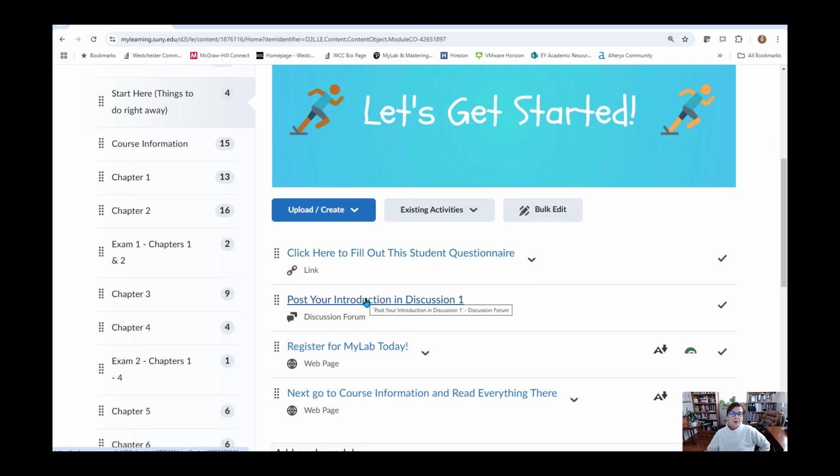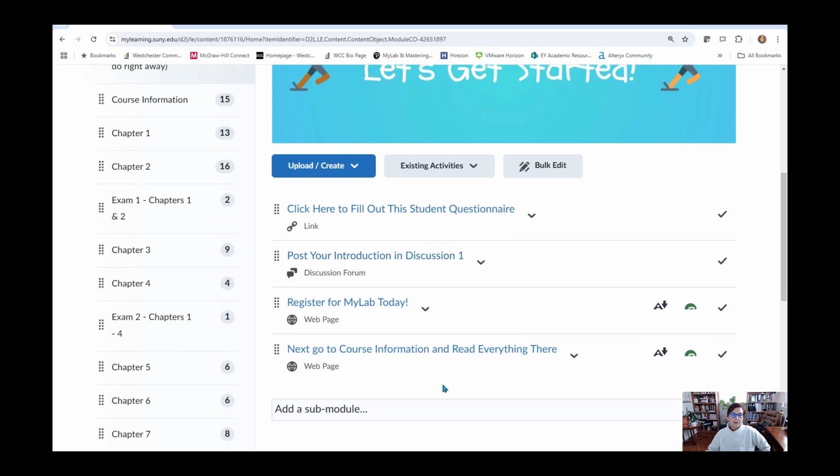And then go here to post your introduction in the first discussion. Make sure you do participate in all of the discussions. In total, they add up to about a half a grade, so you don't want to lose all of those points. And also it gives us a chance to interact with one another and learn from one another.